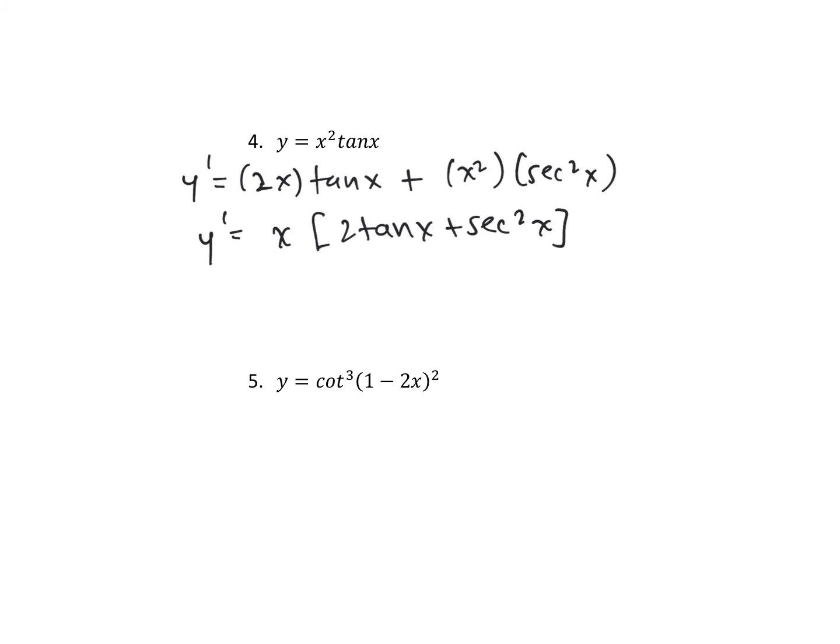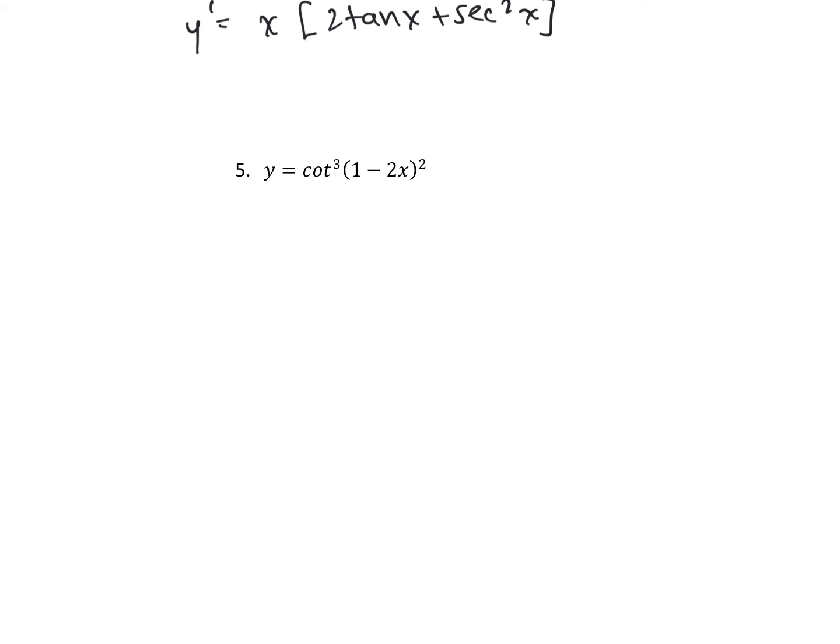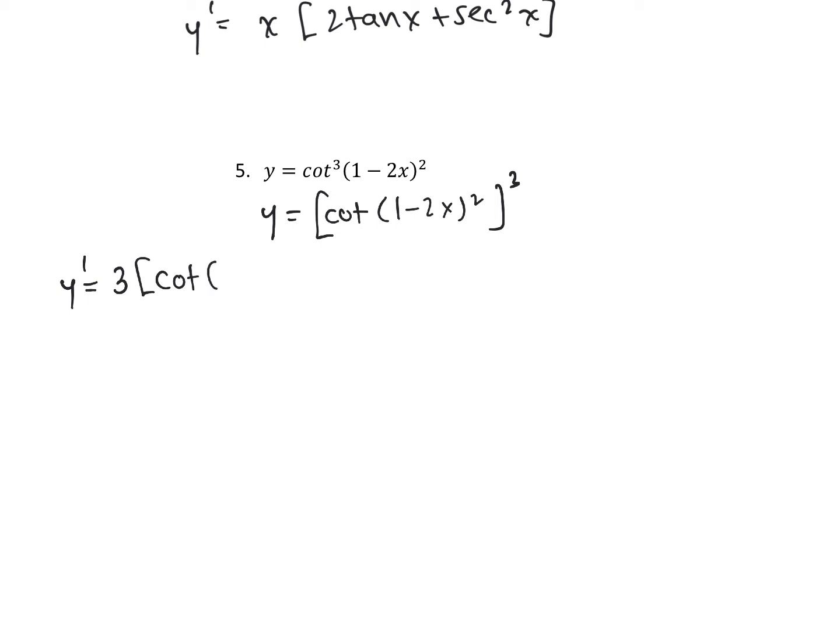Okay, in 5 we have, let's write the power 3 on the outside. So we've got cotangent 1 minus 2x squared, and then that's all to the power 3. So we have the chain rule here. So probably going to need a bit of room here. So bring down the 3. Inside stays the same. 3 minus 1 is 2.